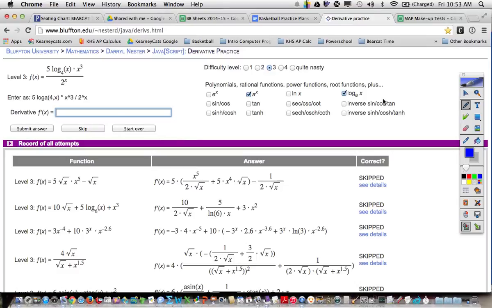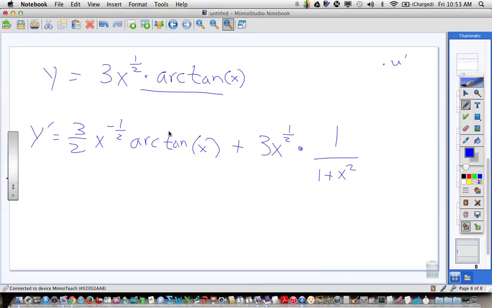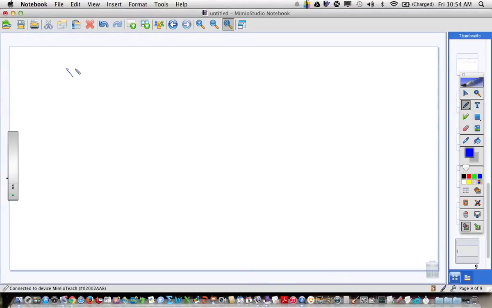This would be a pretty difficult level 1. It combines some functions that we're not as familiar with, don't use as much, so you've got to remember those rules. And then it's also got a quotient and a product, so it's got quite a bit there. So it's 5 log base 4 of x times x cubed, all over 2 to the x.